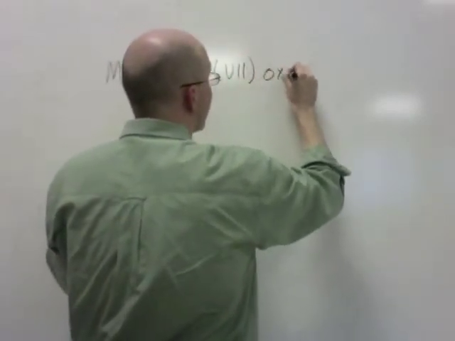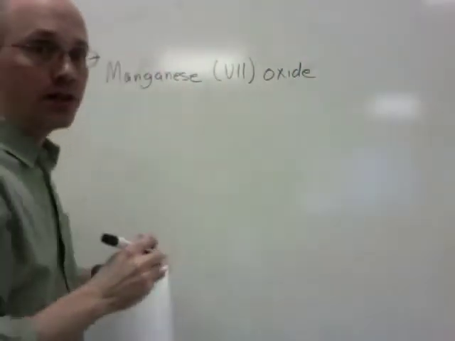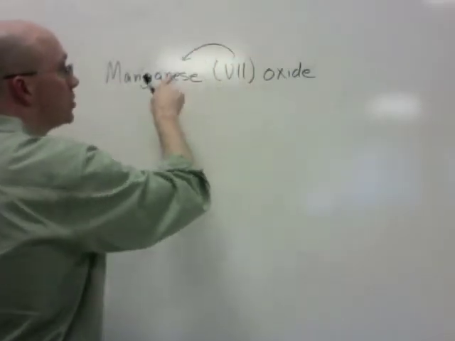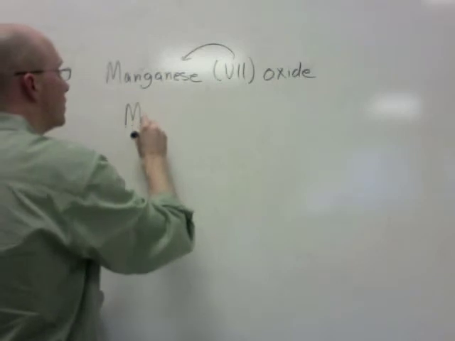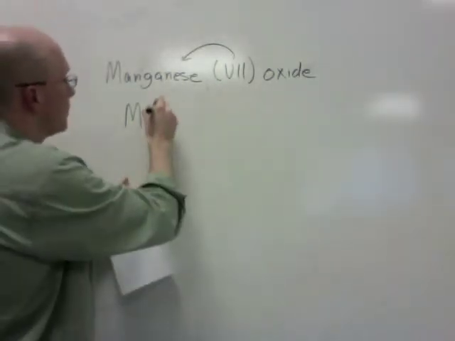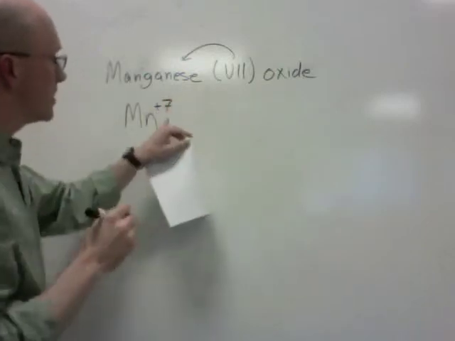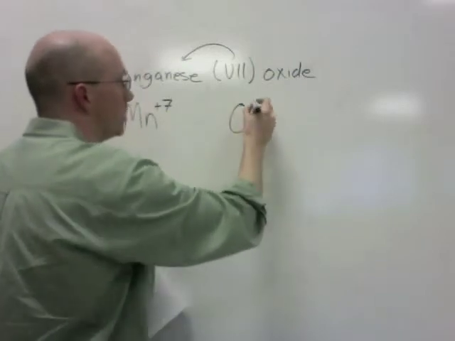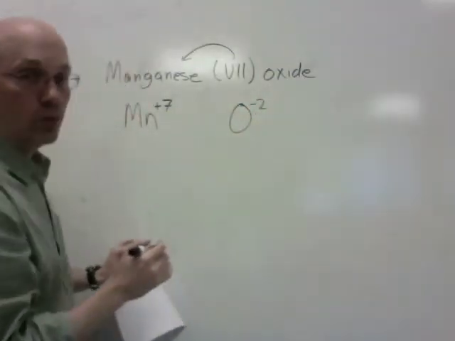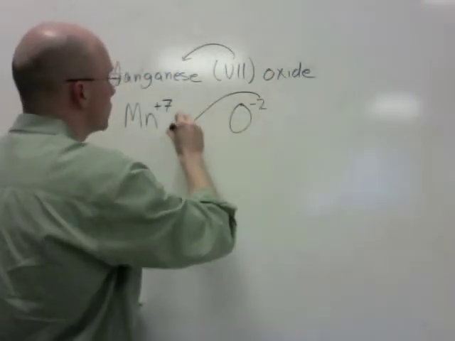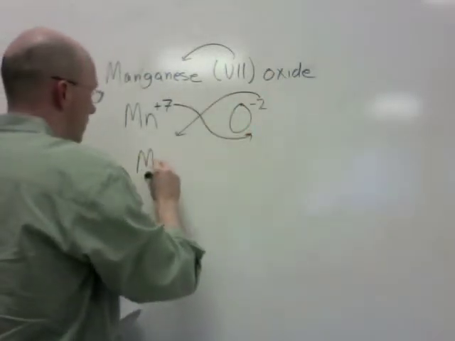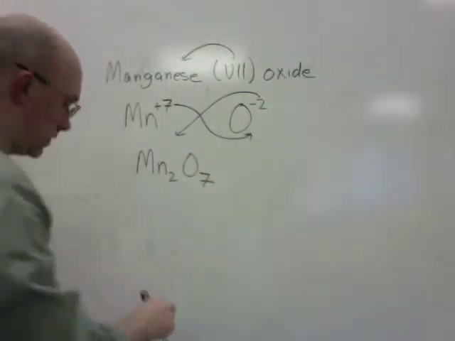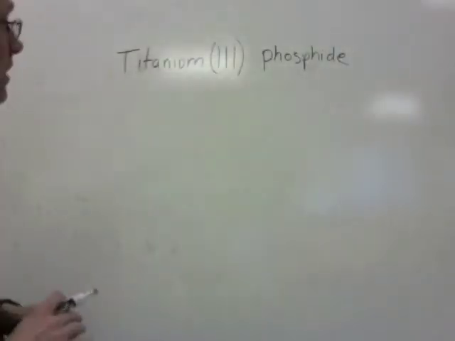So something like this. What that Roman numeral tells you is the charge on that guy. So we know that this guy is Mn. We know that his charge is +7 because of the Roman numeral 7 there. Oxide, we know that oxide is oxygen with a -2 charge. Crisscross rule: Mn2O7.